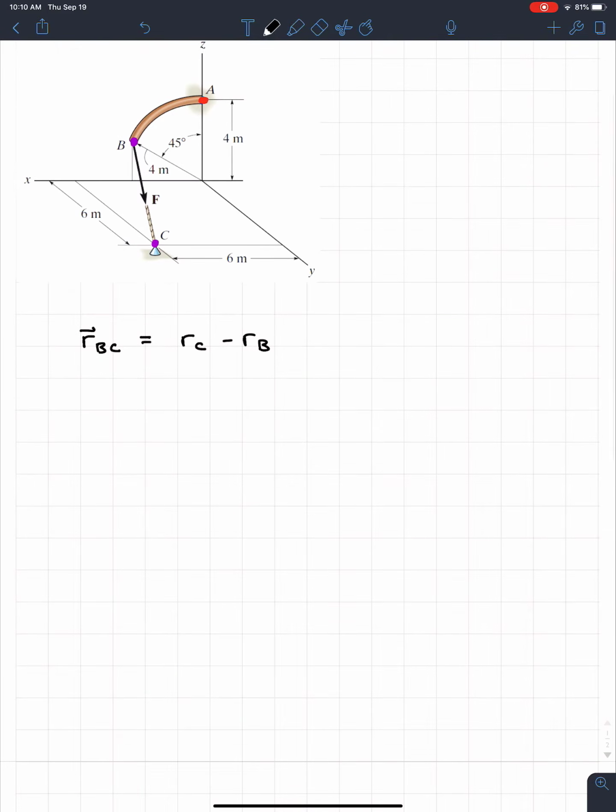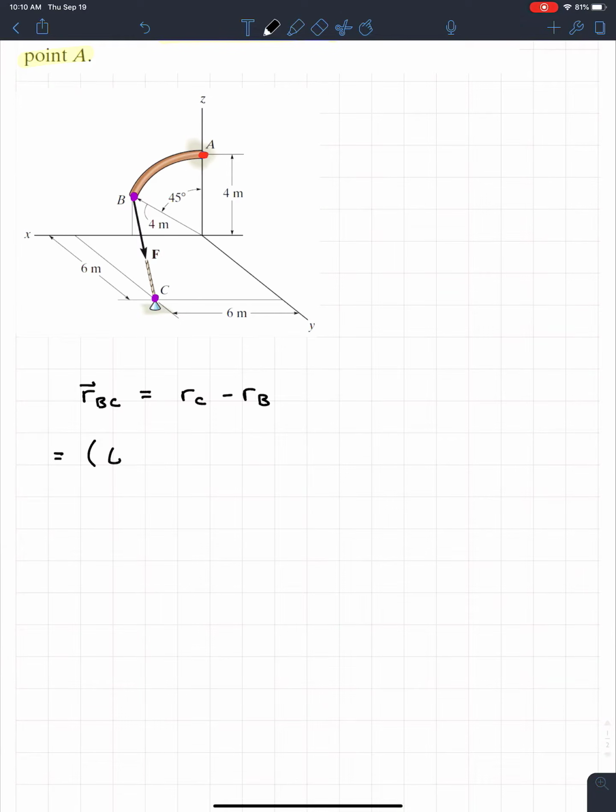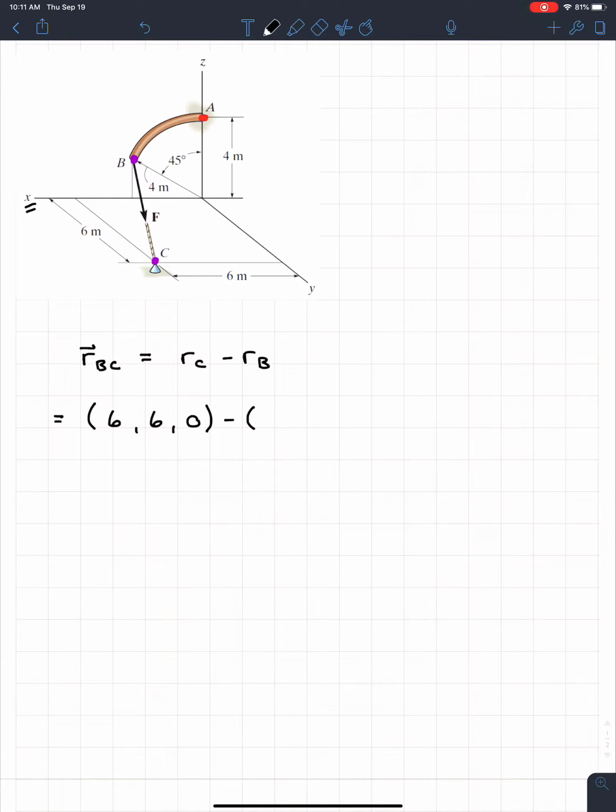So in brackets, I'm going to put the coordinates of C. First we look for the x and the y, and in this case they're both the exact same, so it's 6, 6, and there's no z component, so it's 0, and then minus, and this is where it gets a little tricky. You have to use a bit of trigonometry. If we look in the x direction, over here, the x for B is going to be 4 times the cosine of 45. In the y direction, down here, it's not going anywhere; that point is located at y equals 0. And we finish it off with 4 times sine of 45 for the z direction.